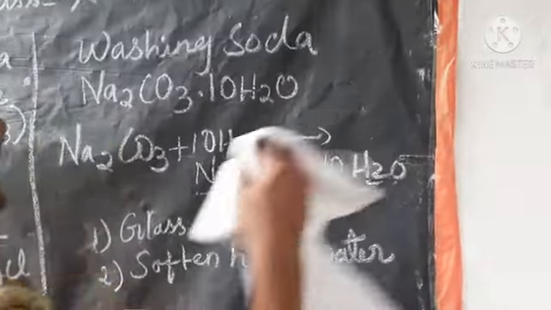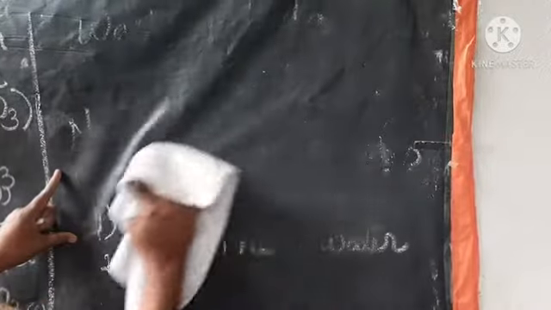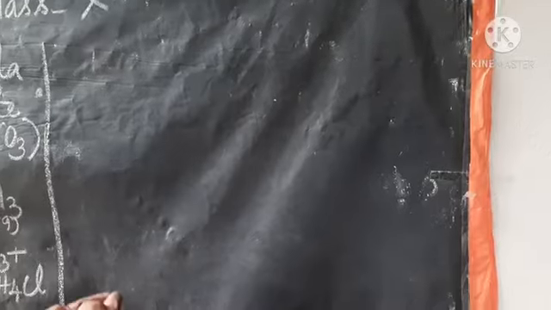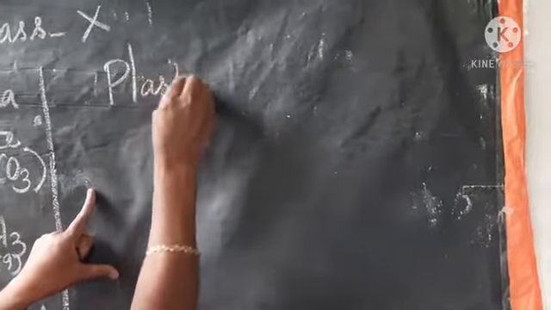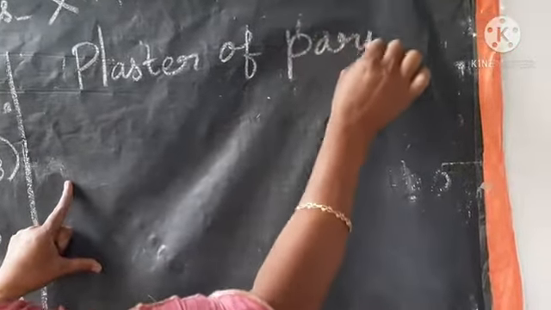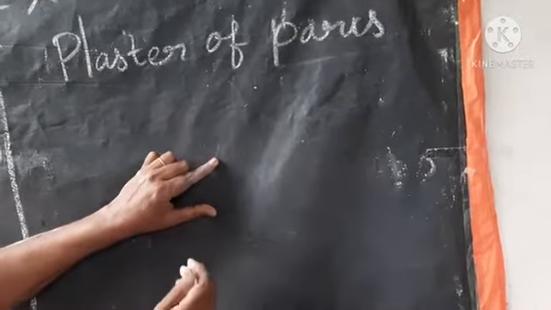The formula is Na2CO3 and 10 molecules of water. Okay, dear ones, the last one we are going to see is plaster of Paris. Plaster of Paris. Have you heard the word? This is one of the city names, Paris.